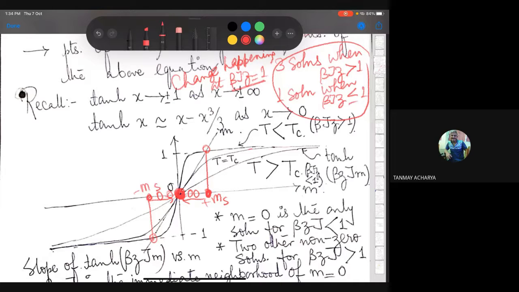Okay, sir, I understand. And when is it happening? It is happening exactly when beta jz equal to 1. Because below beta jz equal to 1, you always have one root, namely m equal to 0.